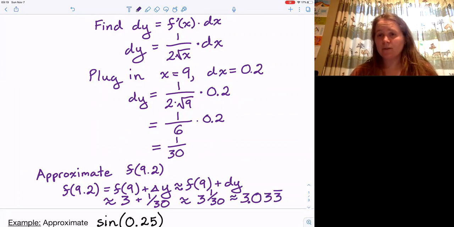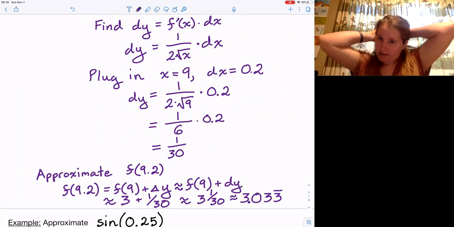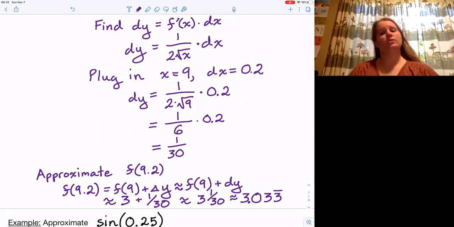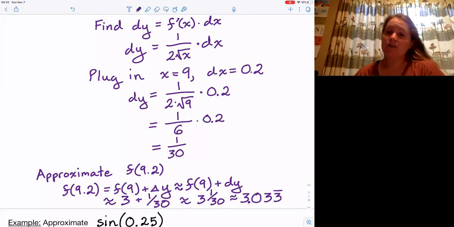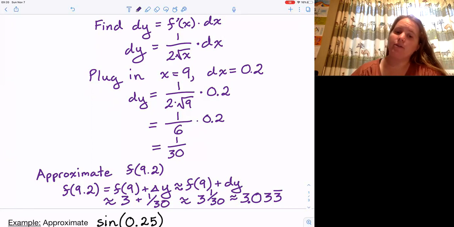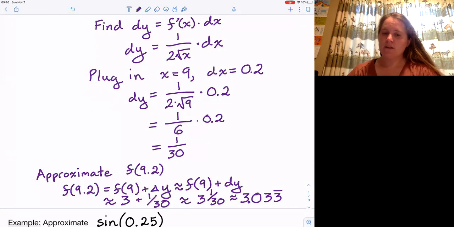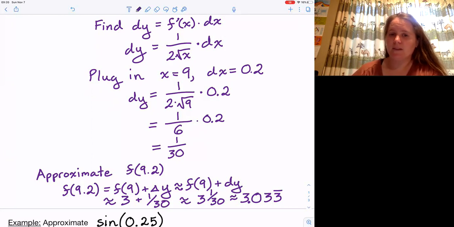So again, what we're doing is that change in y is the actual change from f of 9 to f of 9.2. We're approximating that change in y by finding dy. And then f of 9 plus the change in y is the actual value of f of 9.2. Using the approximation dy, we do f of 9 plus dy, and we get a reasonable approximation. So let's go ahead and do one more example.